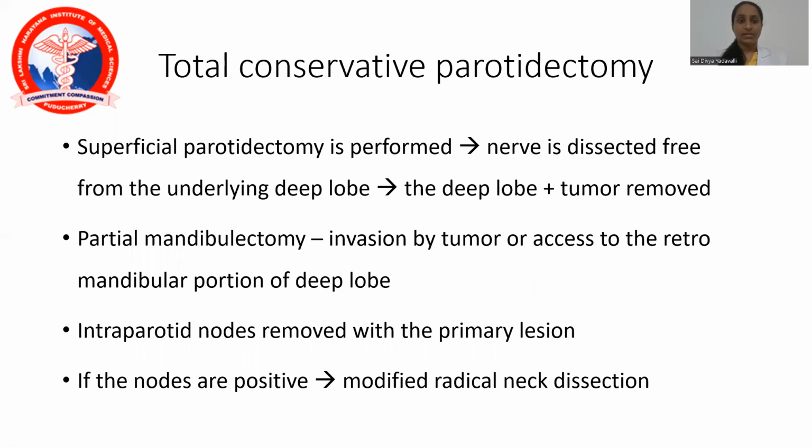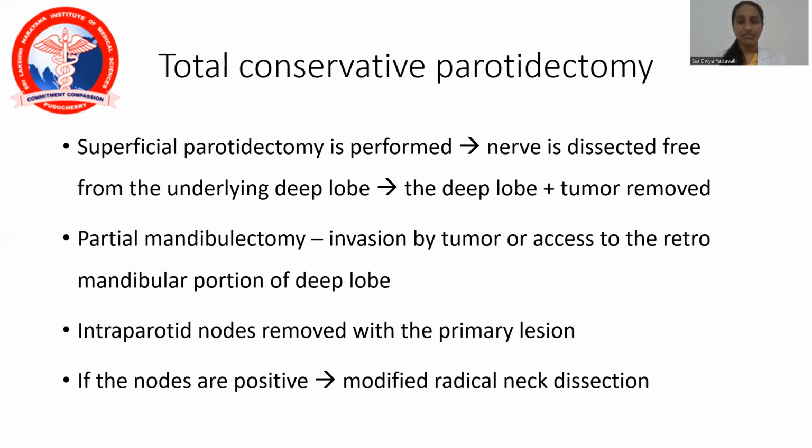Total conservative parotidectomy involves performing a superficial parotidectomy, followed by dissecting the nerve free from the deep lobe and then excision of the deep lobe plus tumor. So here the nerve is preserved and both the superficial and deep lobes are removed. Sometimes when the tumor invades the mandible, a partial mandibulectomy may be required. This may also be required to access the deep lobe of the parotid gland. Intraparotid nodes are removed along with the primary lesion.